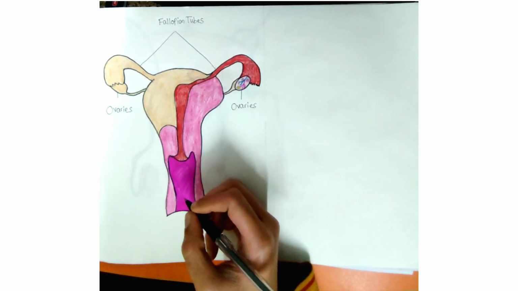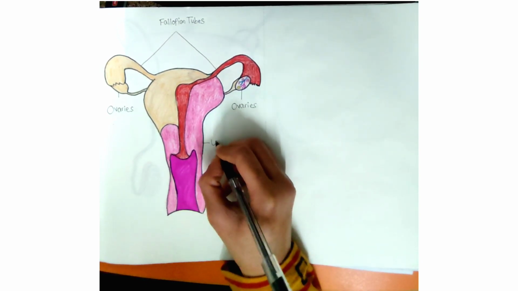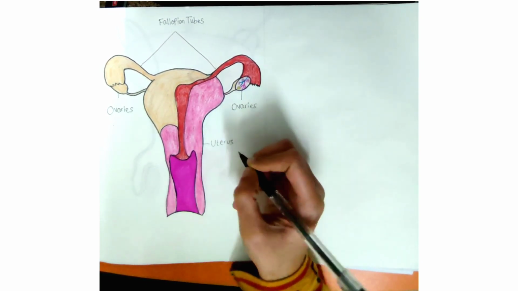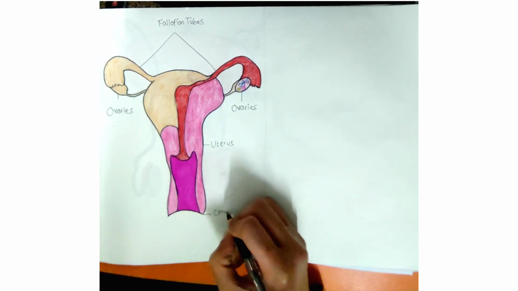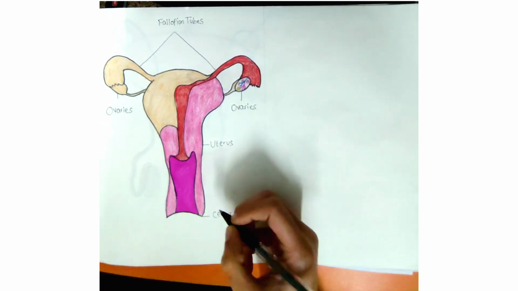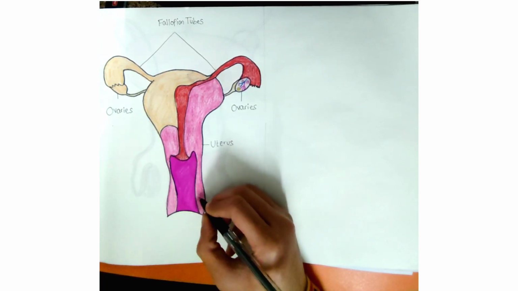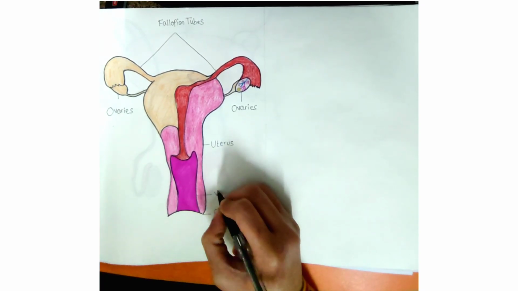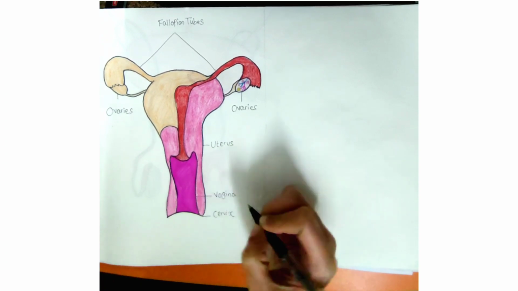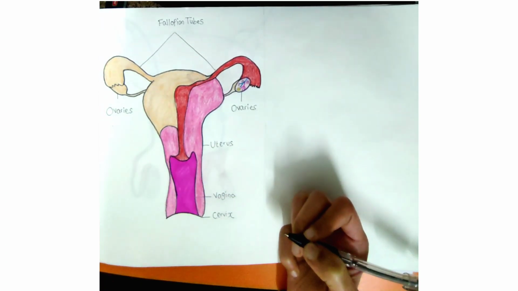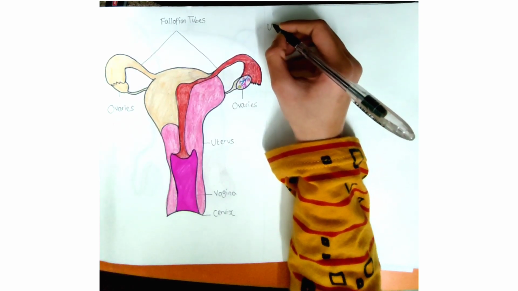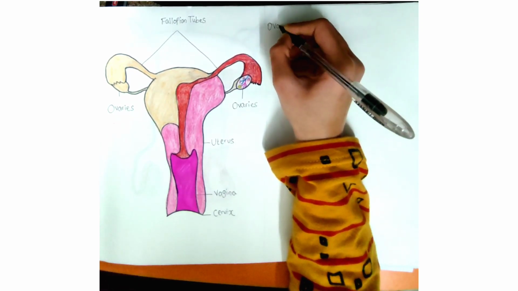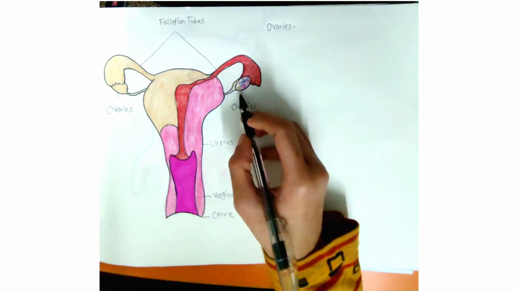And then as you can see, we have this pear shaped body called the uterus, which is the main part. We will learn about the functions later on. This is the cervix, and this dark pink colored hollow organ is our vagina. So without any further ado, let's learn about the functions of these parts and what they do.